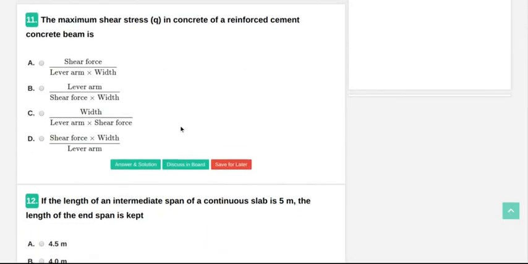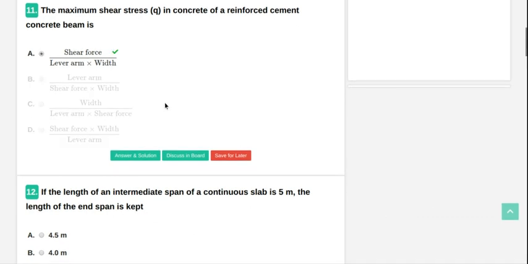The maximum shear stress in concrete of a reinforced beam is stress equals force upon area, shear force upon area. Shear stress equals shear force upon width into lever arm.